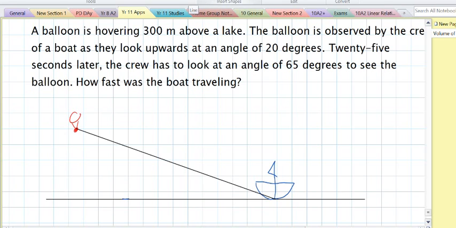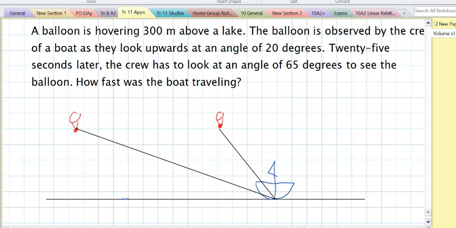What about an angle of 65 degrees? Yeah, more vertical. More like that. Now, notice my height above the lake has stayed the same, because it says a balloon is hovering 300 metres above a lake. So from there to there, the height hasn't changed. The distance between the balloon and the lake is the same throughout.